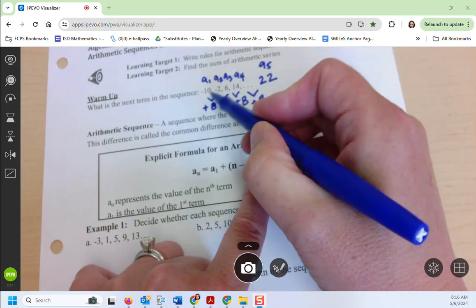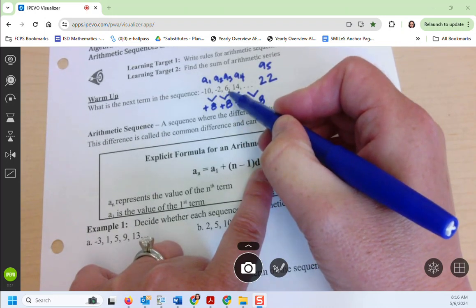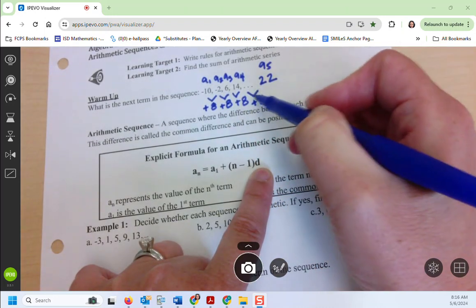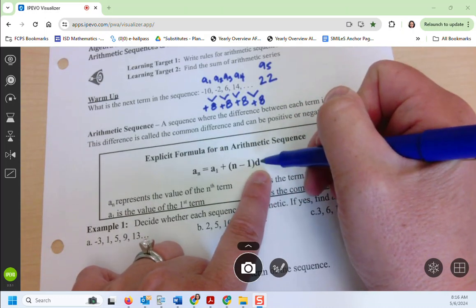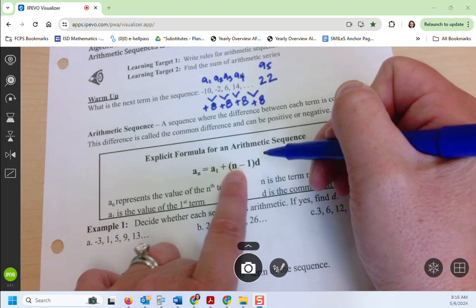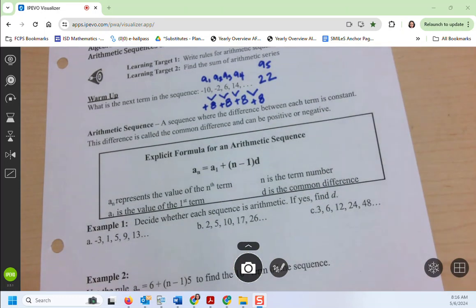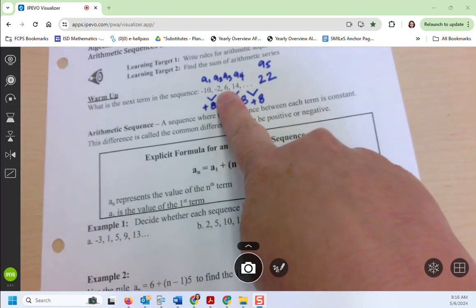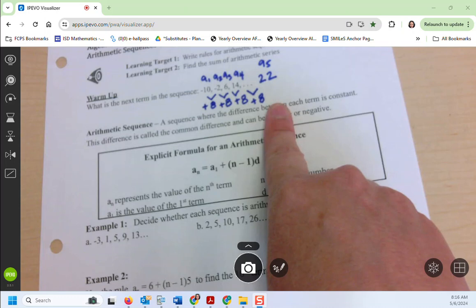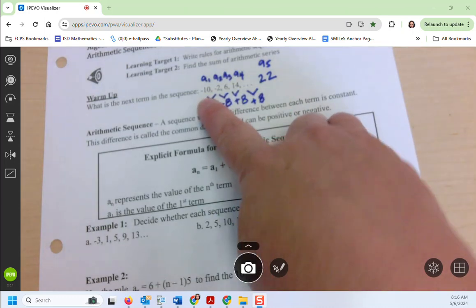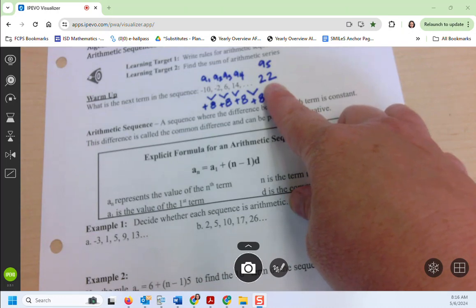You see that? Because here's my first number, and I add it once to get to the second, and then another time to get to the third, and another to get to the fourth, and another to get to the 5th. So I add the 8, which is my d, not 5 times, but 5 minus 1, so 4 times. Even if I didn't know the negative 2, the 6, and the 14, if I just knew I'm adding 8 each time, I could start with my first number and add 8 4 times, and I would get to 22 as well.